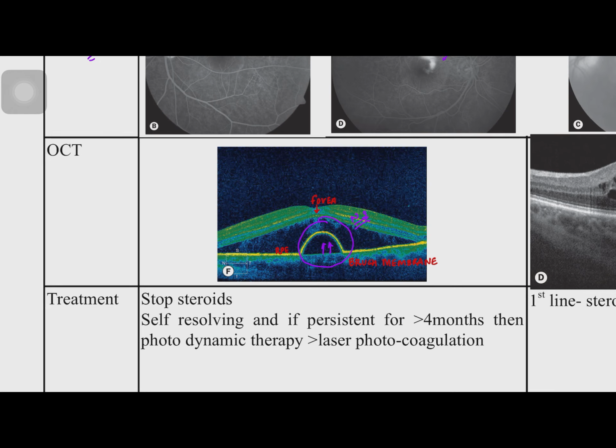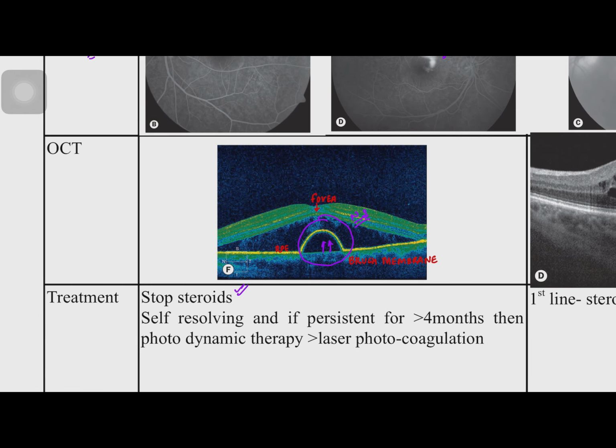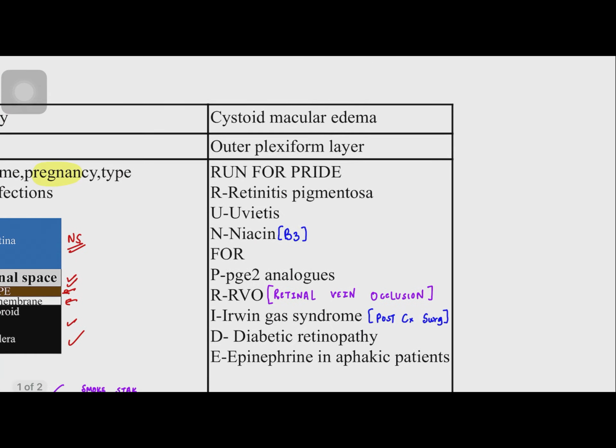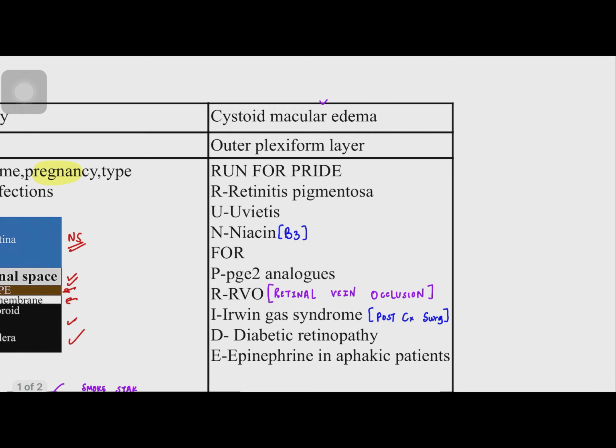So first, if the patient is on steroids and it is precipitating, we'll have to stop steroids, and usually CSR is self-resolving after stoppage of steroids and removing the risk factors. But if it's still persistent after 4 months, then we'll have to do photodynamic therapy or laser photocoagulation, of which photodynamic therapy is preferred.